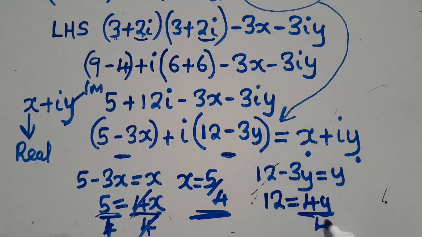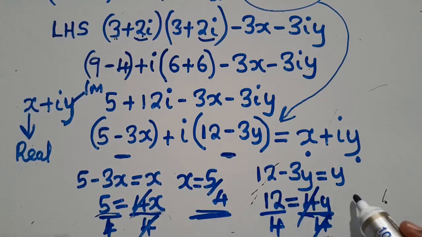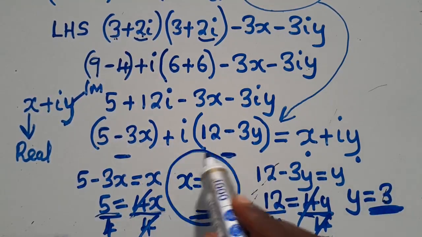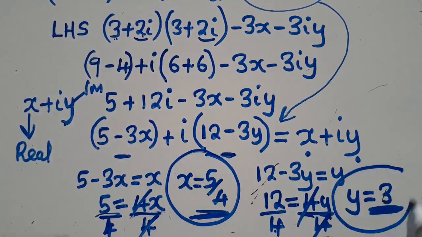Then you divide both sides by 4. So 4 cancelled. You remain with y is equal to 12 divided by 4, you get 3. So y is what? 3. So we've answered this question, where this is the value of x and this is the value of y. Have you seen? These are the solutions.